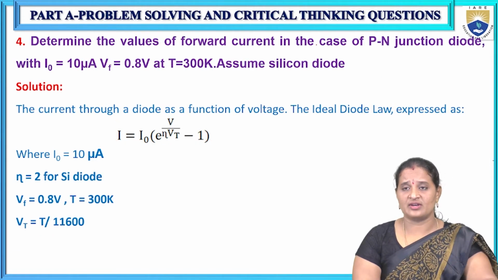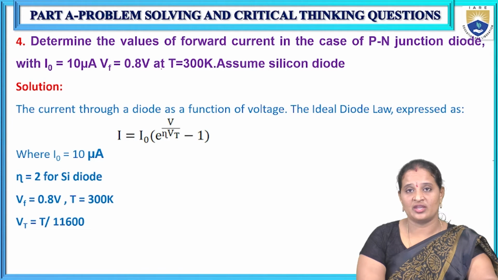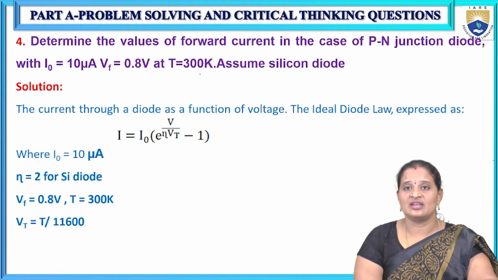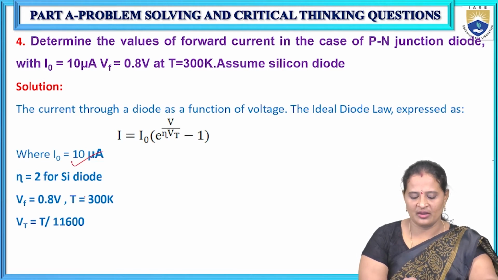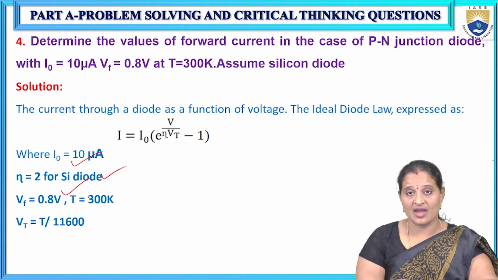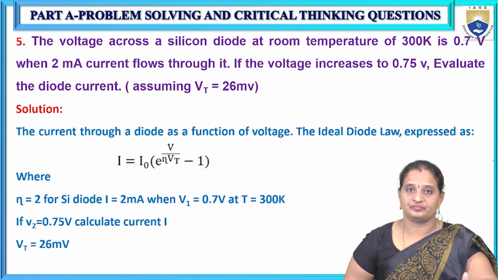Determine the value of forward current in the case of PN junction diode with I0 is equals to 10 microamperes, Vf is 0.8 volts, and T is 300 Kelvin using silicon diode. So what are the values given? I0 given, eta value is 2 for silicon diode, Vf value, that is a forward voltage applied to the diode, is 0.8, and temperature 300. Just calculate this one. So substitute so that you will be getting the current.